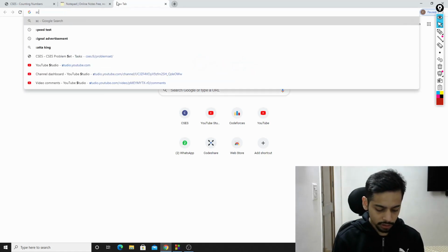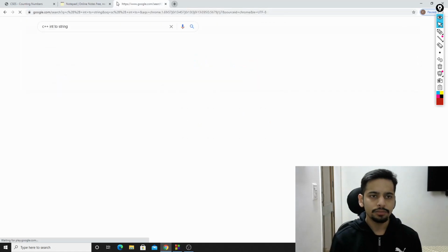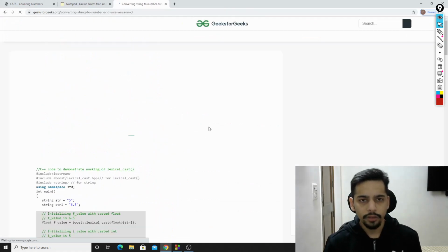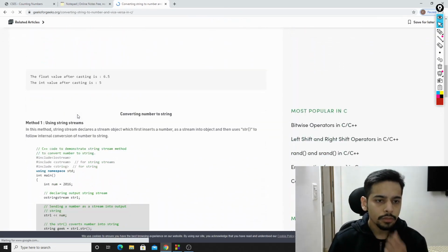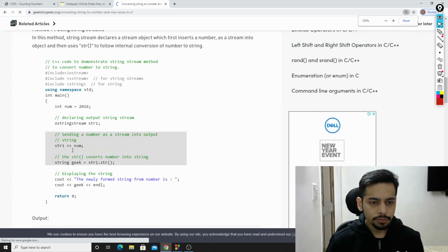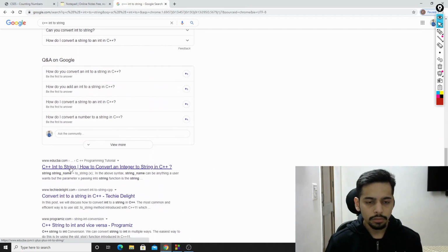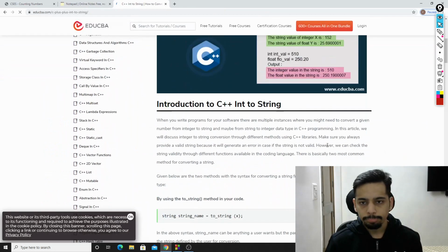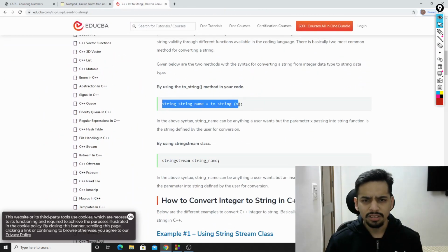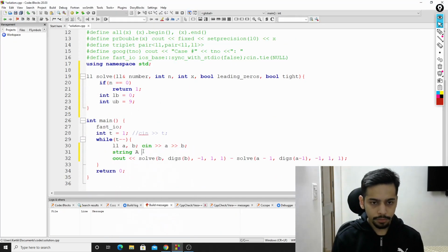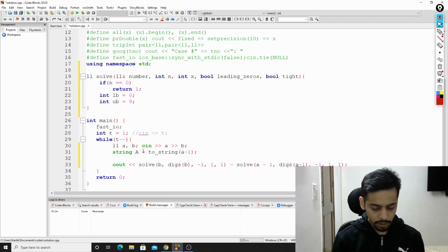So how do I convert a C++ integer to a string? I think it's stoi or atoi. Converting string to number and vice versa. Okay. Sorry about being a noob. Come on, there is a function known as atoi, I guess. Yep, to_string. Is that it? Just to_string. Okay, great. So string A is going to be to_string of A-1, and string B is going to be to_string of B.